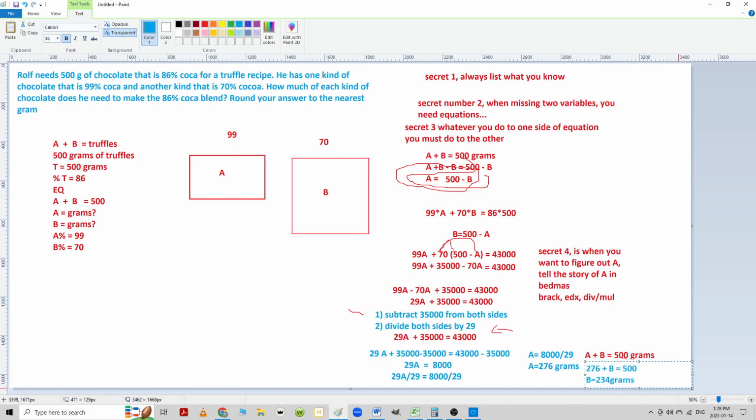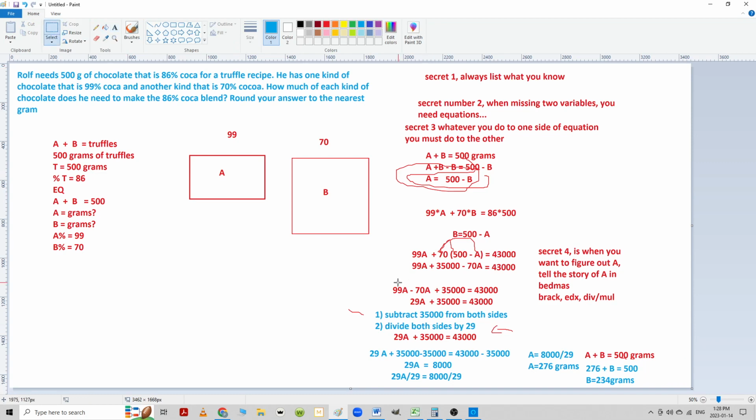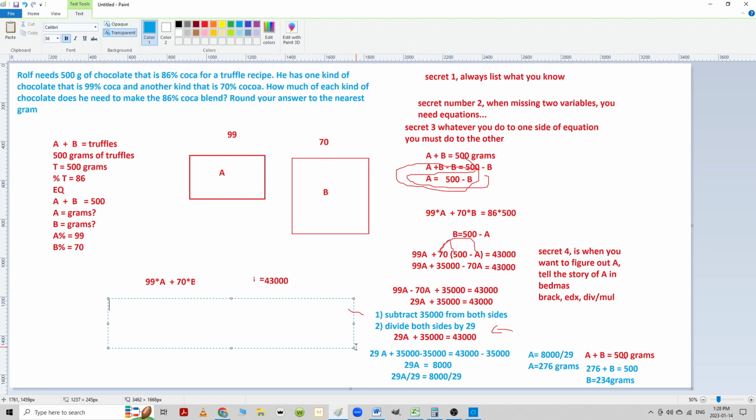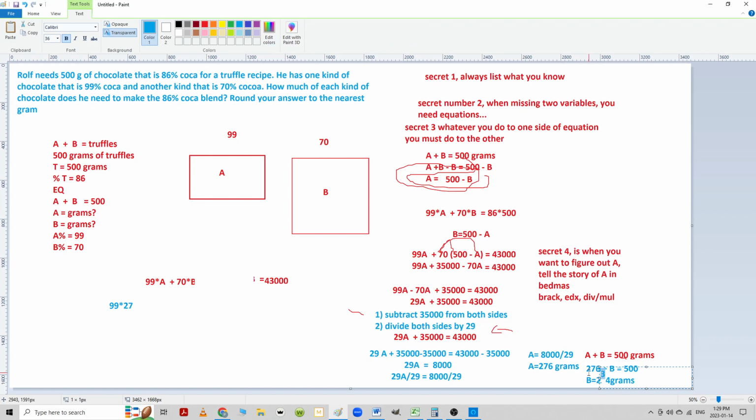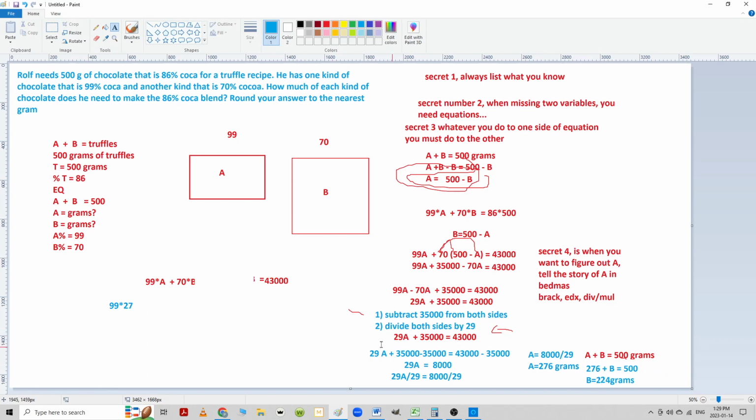And you might be tempted to stop there, but if you have time on a test, you should always verify, which means you're going to take this equation and you're going to look at right side, left side. So this right side of the equation is 43,000. And you're going to replace your A values with what you discovered them to be. So is 99 times 270, oh, look at that, I did a wrong subtraction down here for B. B is not 234, it's 224. So that's how easy it can happen. 224. Because 500 minus 276 is 224, so that's the benefit of using a calculator.